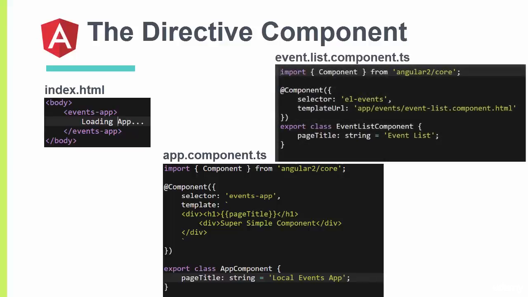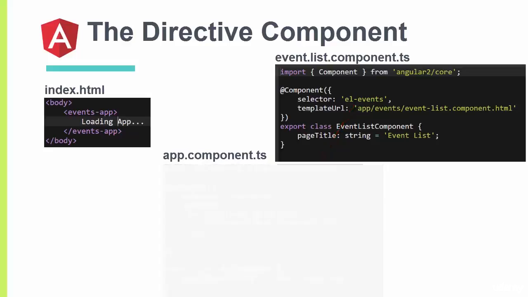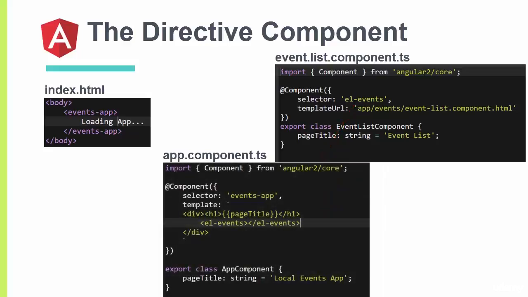Here is our newly created event list component. Since we defined a selector for this component, we can use it in our HTML as a directive. Let's use this event list component in our app component. To prevent confusion, we will refer to the event list as the directive component and the app as the container component, because the app will contain the directive.